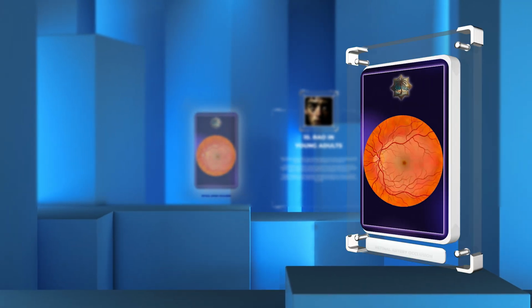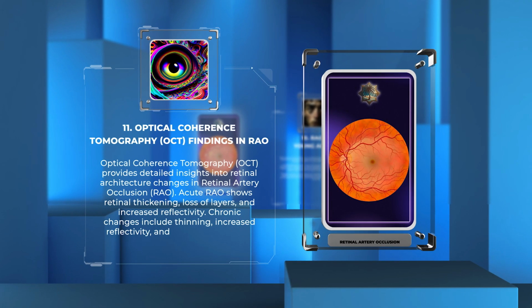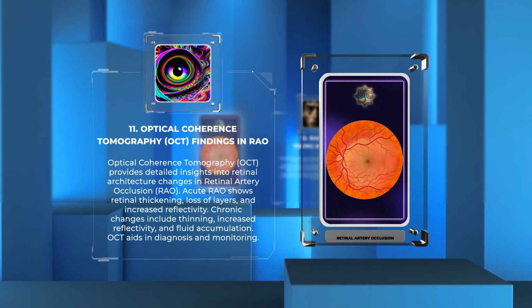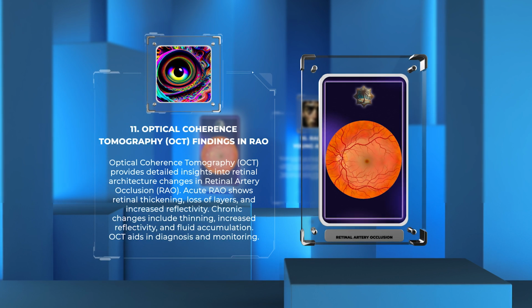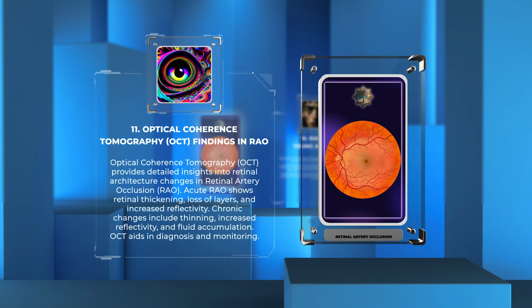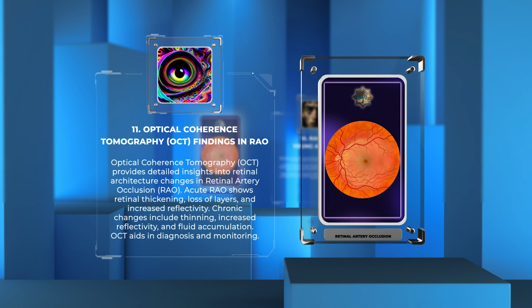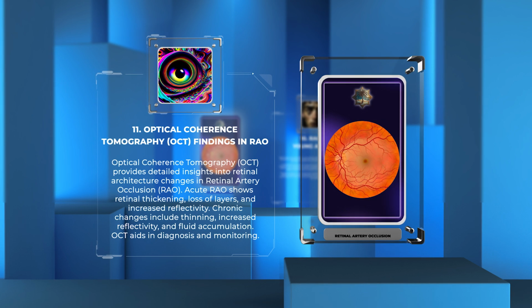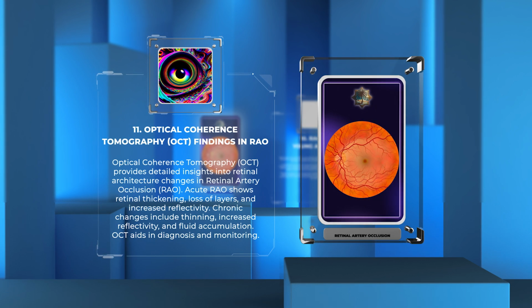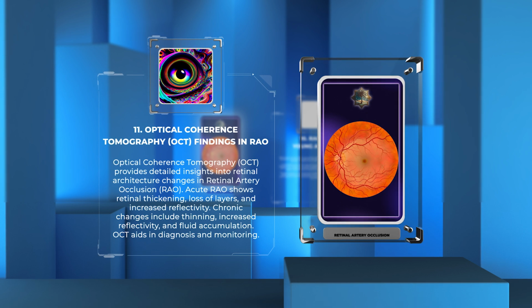Optical coherence tomography, OCT, provides detailed insights into retinal architecture changes in retinal artery occlusion, RAO. Acute RAO shows retinal thickening, loss of layers, and increased reflectivity. Chronic changes include thinning, increased reflectivity, and fluid accumulation. OCT aids in diagnosis and monitoring.